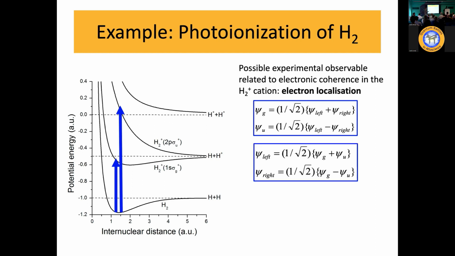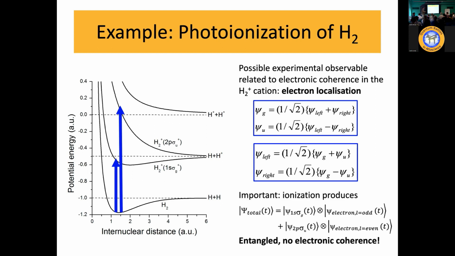Now this we can rewrite a little bit, and then we can see what it means for us to find the electron on the left or on the right side of the atom. It basically means that one way or another, we have put the atom into a coherent superposition of the gerade and the ungerade state. And that is why I'm saying that this electron localization is a nice measure of the existence of this electronic coherence between the gerade and ungerade component.